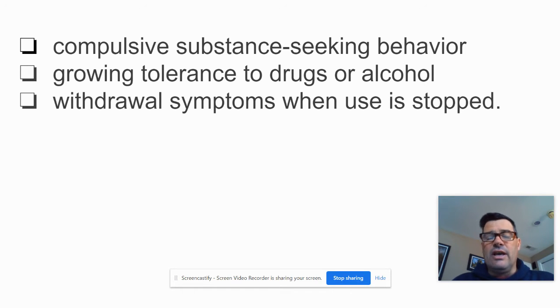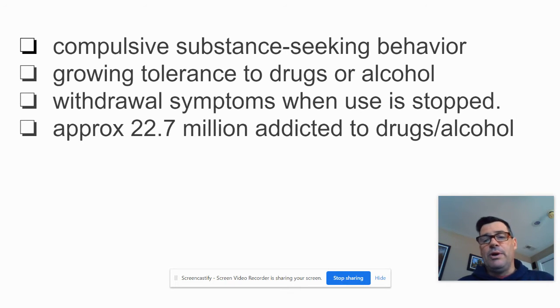And then lastly, and this is a really critical definition of addiction, you have withdrawal symptoms when you stop using it. So you stop using, and now all of a sudden you start having symptoms, you start feeling really horrible from it, actually.